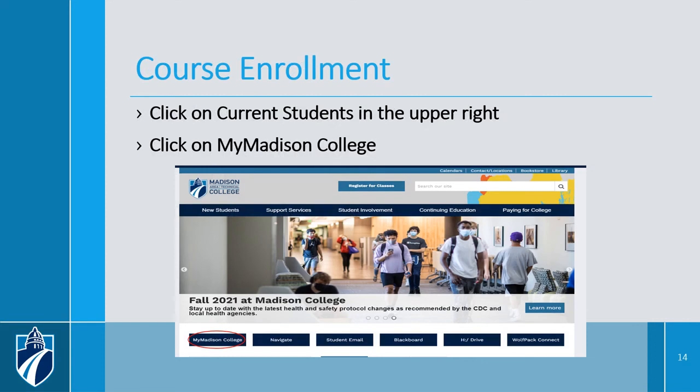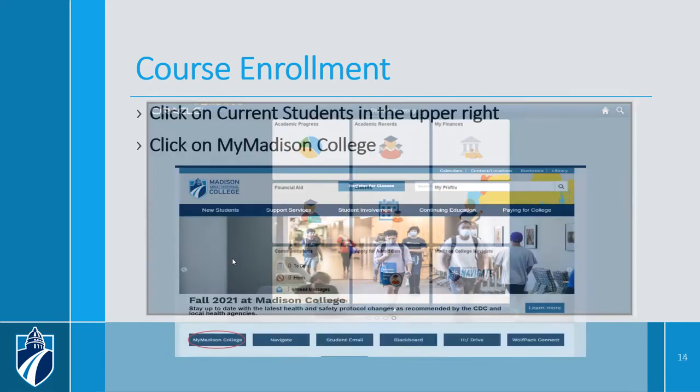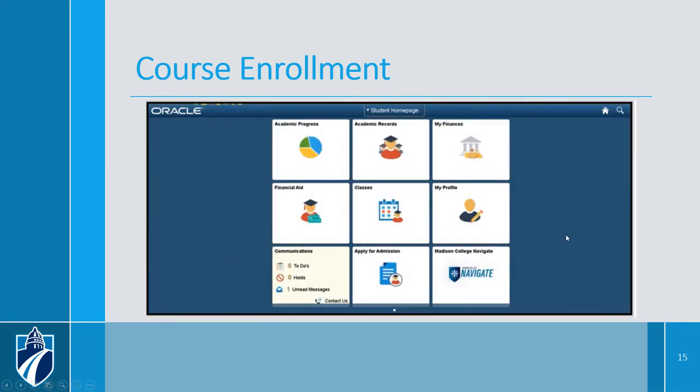Let's also quickly talk about course enrollment. Please click on the Current Students tab in the upper right corner on our main website. Then click on My Madison College. When you log into your My Madison College account, you will see a series of tiles. Today we will be using the Classes tile, but you can find tuition balance and financial aid in the My Finances tile and schedule appointments with your academic advisor through the Navigate tile.